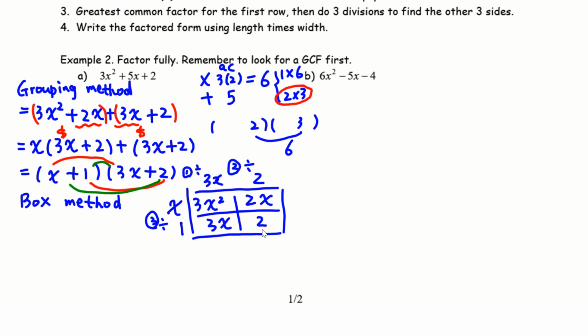And for the last box, we do the checking. 2 times 1 gives you 2, it's right. And these are the 2 brackets, 2 signs. 2x, if no sign means plus. And another bracket is x plus 1. No sign is plus. So you will write the final answer: 3x plus 2, x plus 1. Or you could write x plus 1 first, 3x plus 2 as the second bracket. They give you the same answer.